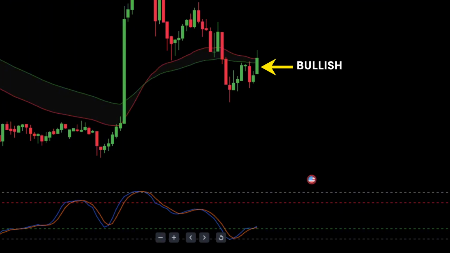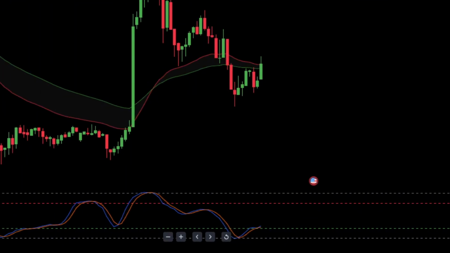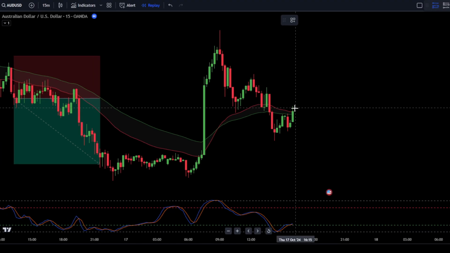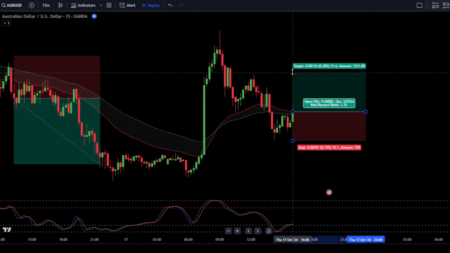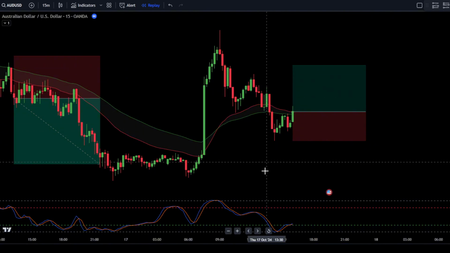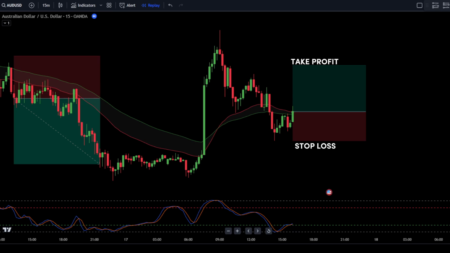Confirm that the candlestick formed is a bullish candlestick. If all conditions are met, you can place a buy order after the bullish candlestick has closed. Set your stop loss at the most recent swing low. Use a take-profit target with a risk-reward ratio of 1 to 1.5.